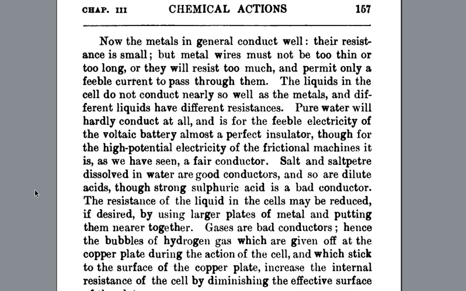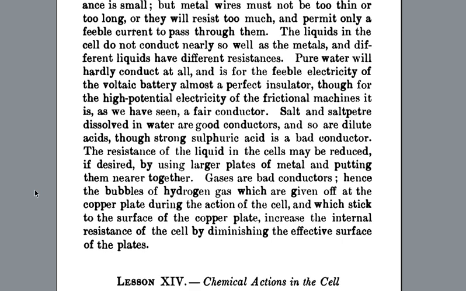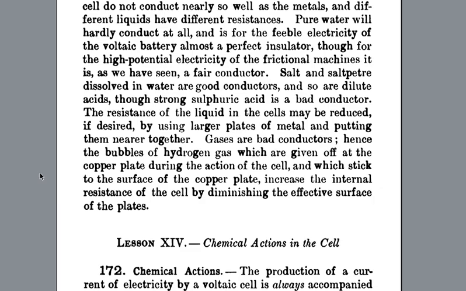Liquids in the cell do not conduct nearly as well as metals, and different liquids exhibit varying resistances. Pure water conducts electricity so poorly that it acts as an almost perfect insulator for the feeble electricity of a voltaic battery, though it is a fair conductor for the high potential electricity of frictional machines. Dissolved salts such as salt or saltpeter in water are good conductors, as are dilute acids, though strong sulfuric acid is a poor conductor. The resistance of the liquid in the cells can be reduced by using larger metal plates and positioning them closer together.